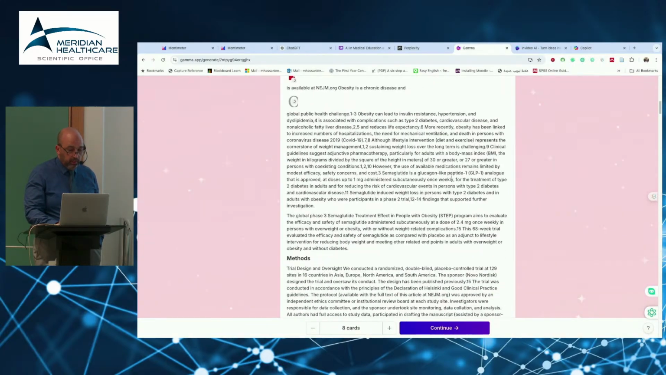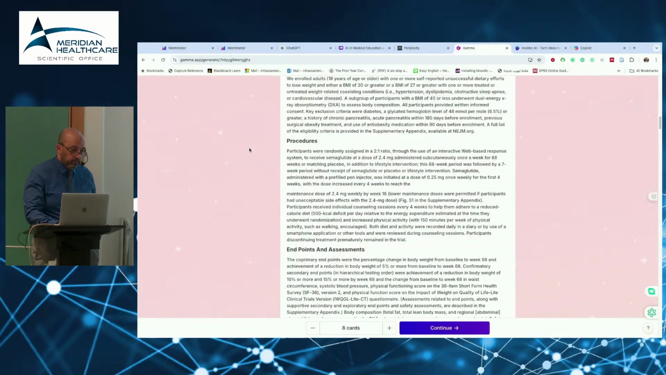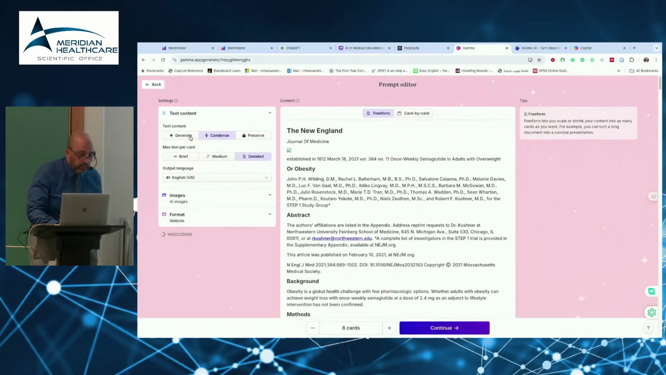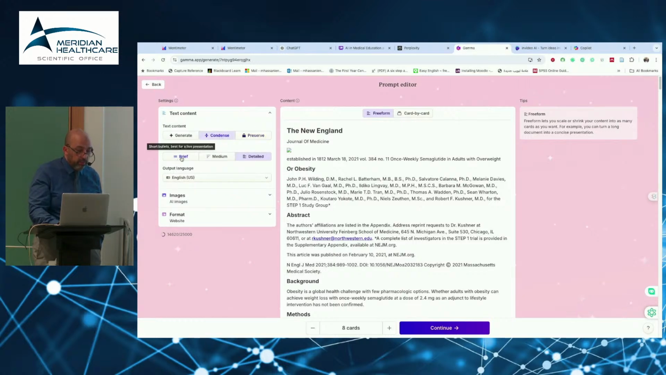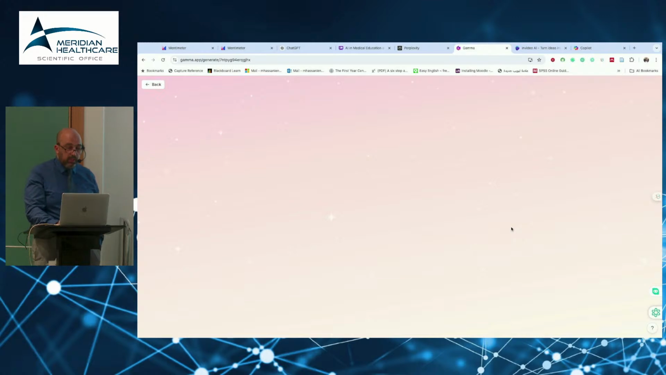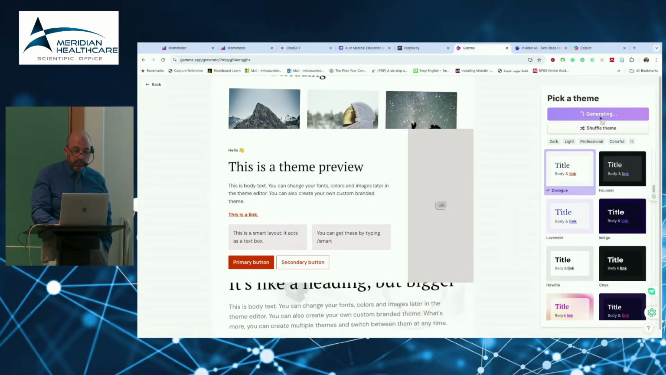So this is the article. Here it will ask me, what do you need? Generate. How it will generate: condense, or preserve the content. I'll tell it to preserve the content. In condense, you need it brief or medium or detailed. I'll tell it medium. This is the language or image. Okay. Continue. It will ask me about the theme. Okay, I'll select this. Generate.